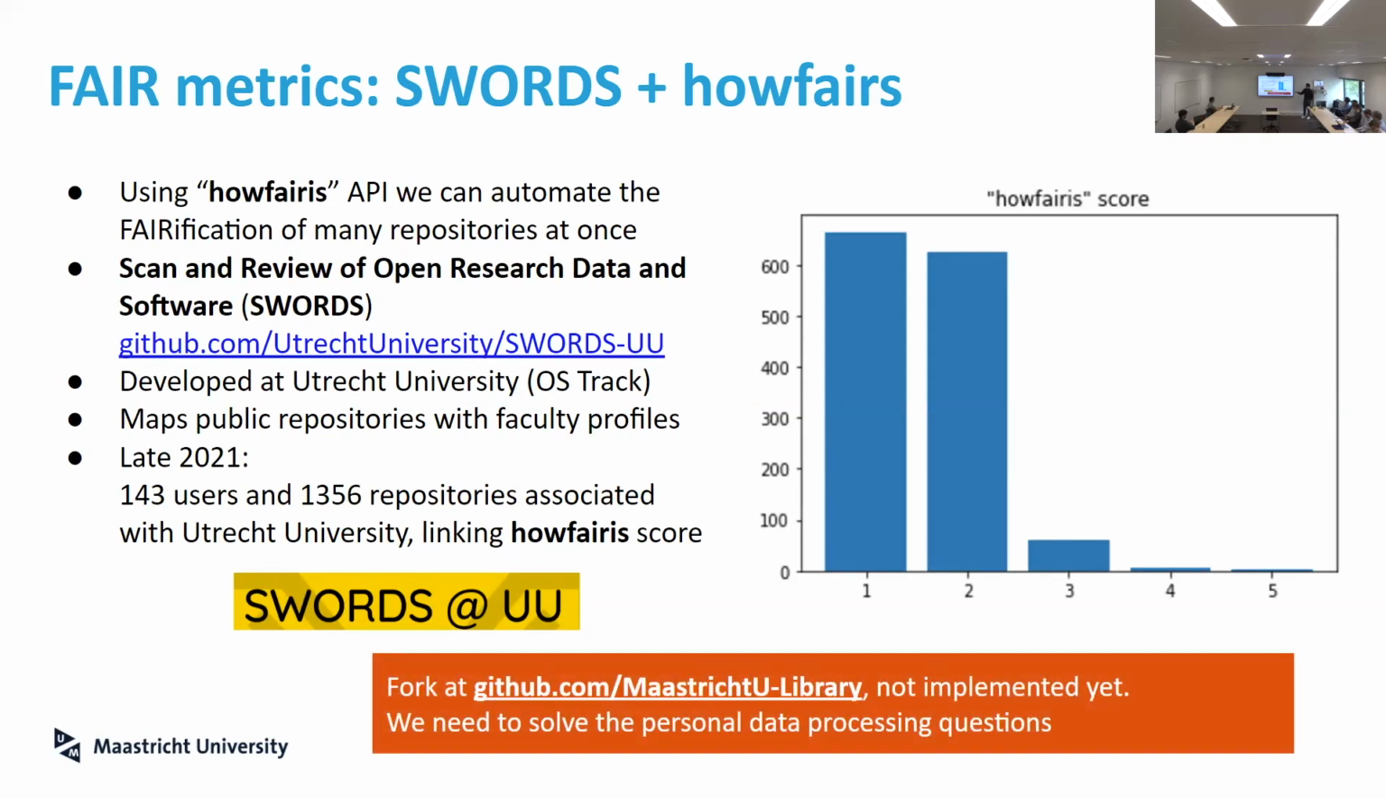Now, we have a fork at the Maastricht University Library repository, but it was a little bit tricky because to implement it, you need to map personal data with public project repositories. And GitHub is not an institutional tool, so if everything were inside Maastricht University, it wouldn't be a problem. But then you are dealing with personal data processing, and then we need the consent of people basically. So we're still working on how we do it here.